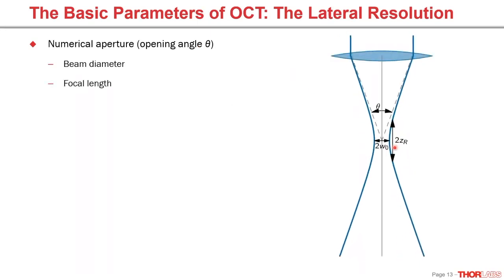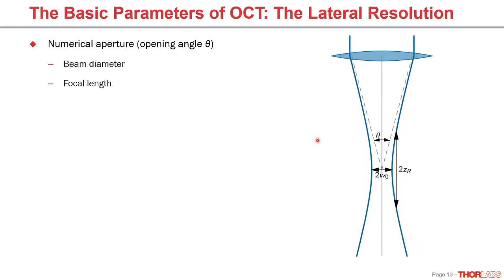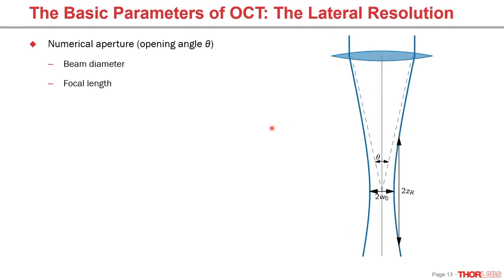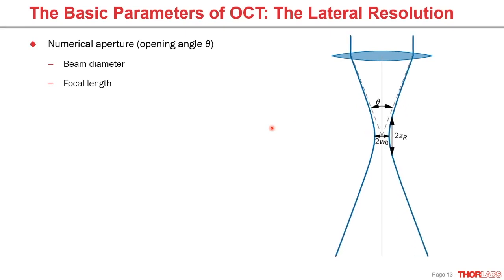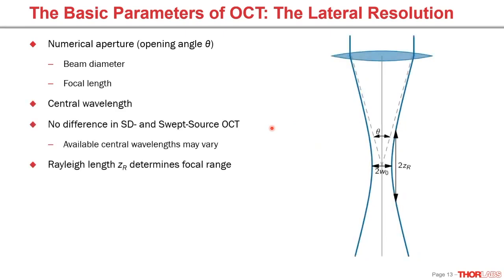Both will, of course, also have an effect on the Rayleigh range. So the better your resolution laterally, the shorter your Rayleigh range, and your Rayleigh range in OCT determines over what range you can really do optimal imaging with the optimal resolution and optimal sensitivity. And of course, the beam waist will also depend on the central wavelengths.